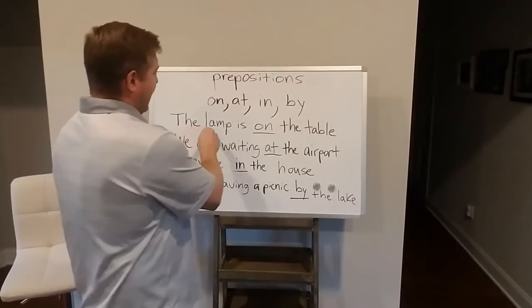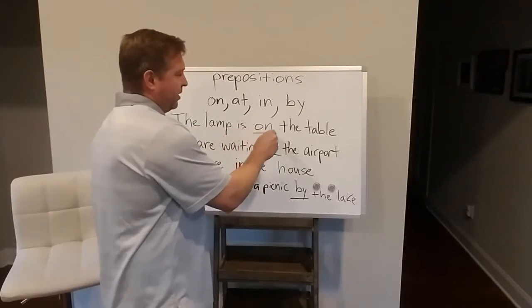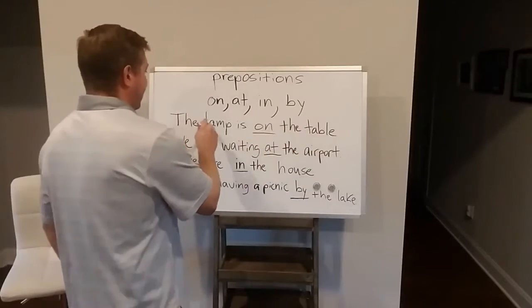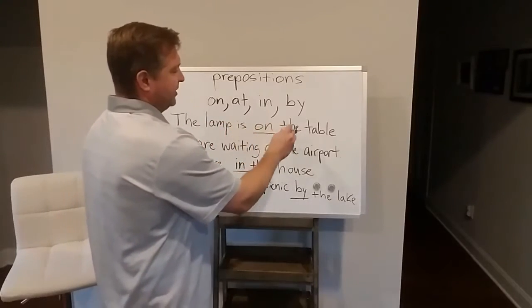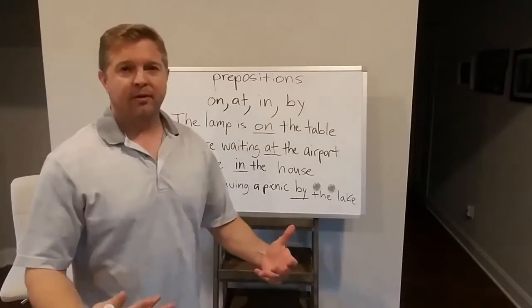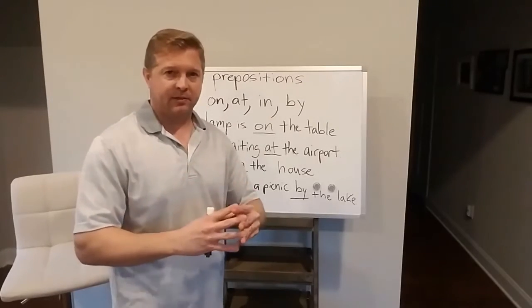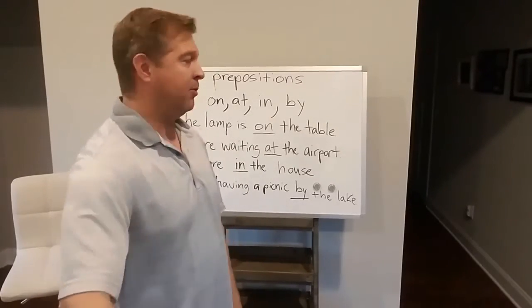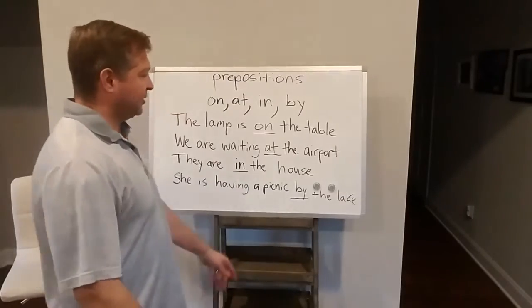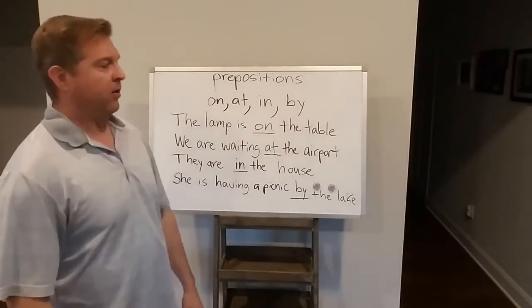So, the lamp is on the table. You see how they're connected? The lamp is located on the table. That's where it is. So that's when you use on, okay?